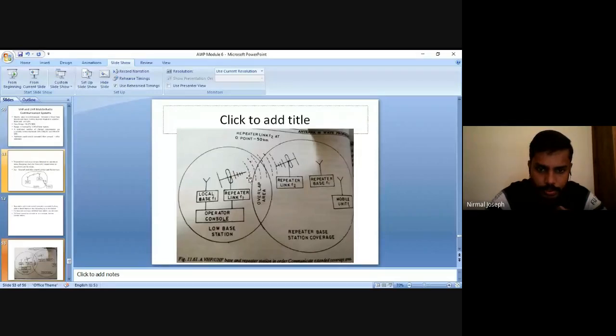Okay, so once the repeater link 2 is getting a message from repeater link 1, it will transmit it to repeater of base station 1 and then the mobile unit. The mobile unit will transmit the message under the area of its coverage in frequency F1 only. Okay, so that is the basic idea of VHF and UHF mobile communication.